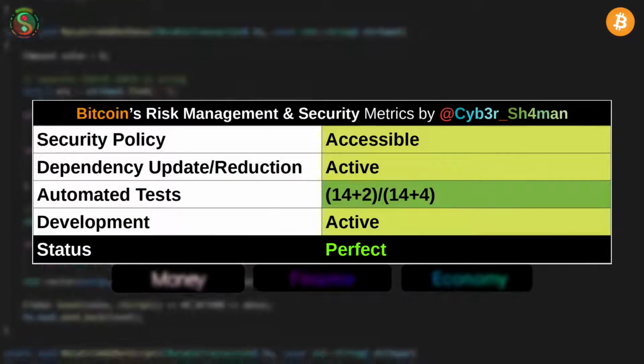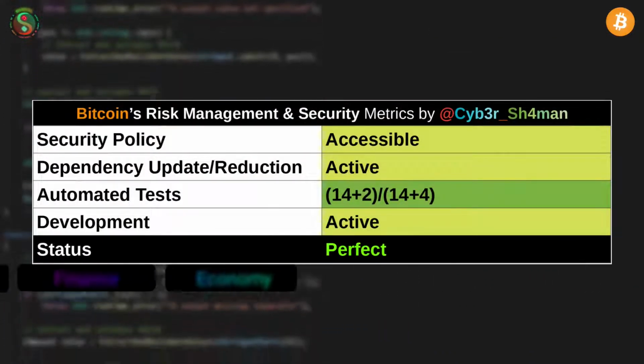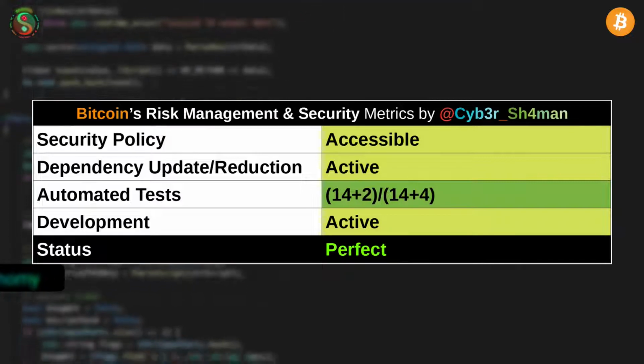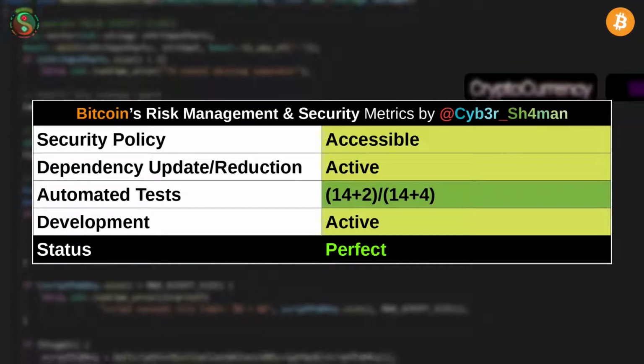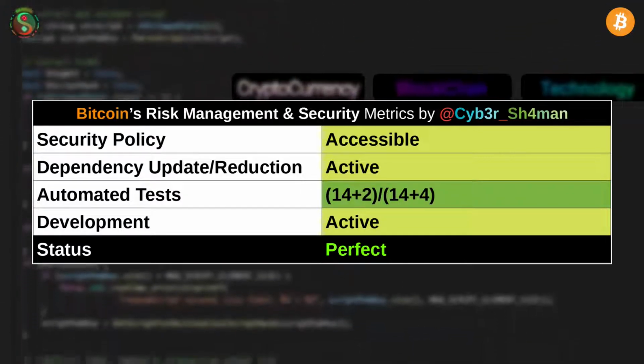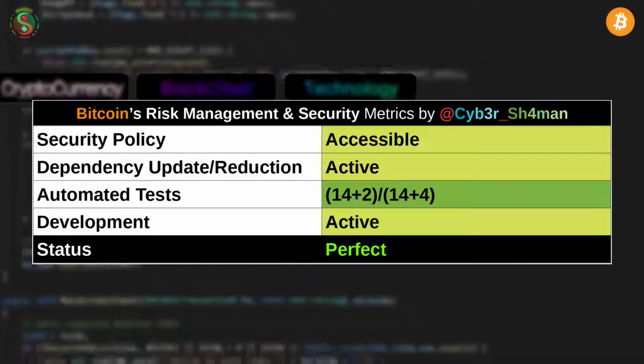With an easily accessible security policy, dependency update or reduction where possible, multiple types of automated tests, and a very active development process, Bitcoin passes this stage safe and sound.